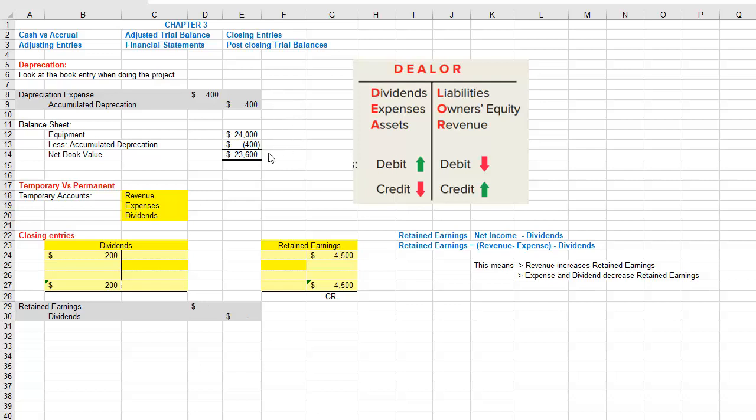Again, you won't be tested on this concept. I just want you to know that it exists, and I promise we'll touch on it again soon in the chapter that we cover the fixed assets. All right, let's move on to our closing entries.